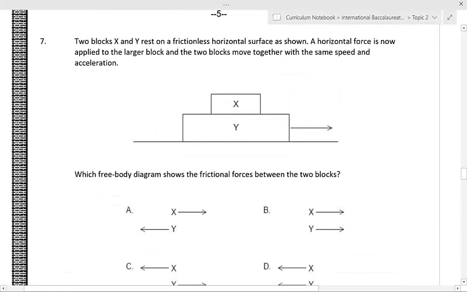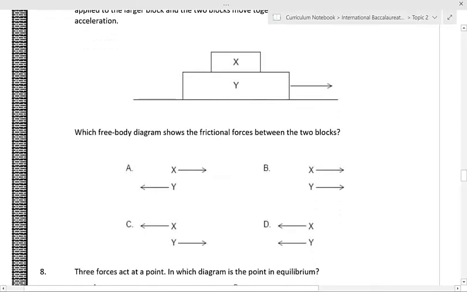Okay, then we have 2 blocks, X and Y, resting on a frictionless horizontal surface, as shown. Which free body diagram shows the frictional forces between the 2 blocks? Well, we know that Y is going to be pulling X forward, so if we draw a free body diagram of X, we know the frictional force is going to be that way. And by Newton's third law, there should be an equal and opposite force acting in the same place, but on Y. So that's the direction of the friction on Y.